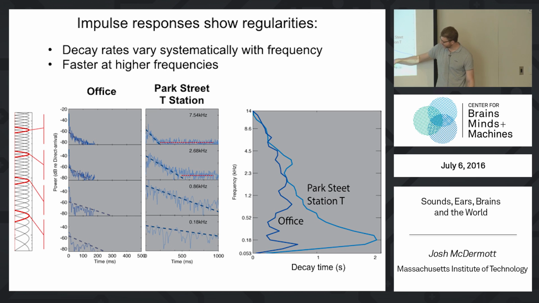So that's what's plotted here on the x-axis as a function of frequency. And these are these two examples, the office and the Park Street T station. And when you do this, you again see pretty tight regularities. In particular, one of the key things that we see is that the decay rates are always fast at high frequencies, and they're typically slower at the mid frequencies. There's a little bit of variation from place to place.